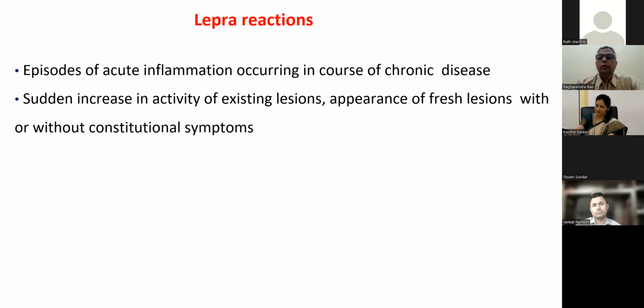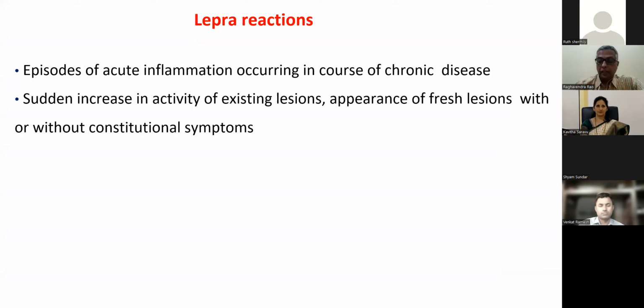So a few words about reactions in leprosy. What are reactions? Reactions are nothing but episodes of acute inflammation occurring in the course of a chronic disease. So in the normal course of leprosy, the lesions have no signs of acute inflammation. On the contrary, there is loss of sensation. The patient will not be able to appreciate the sensation. There is no pain at all. But if the lesion becomes more edematous, or if the patient develops sudden onset of pain, then you suspect lepra reaction.